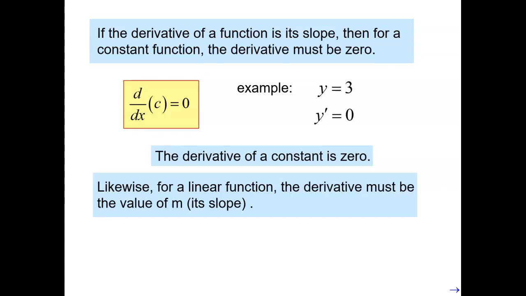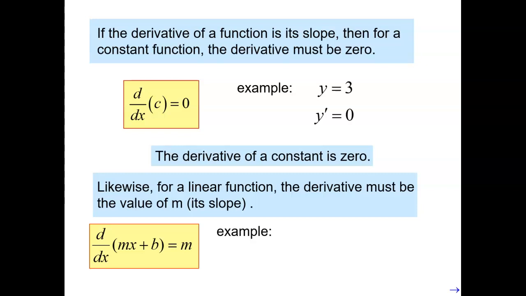Likewise, for a linear function, the derivative must be the value of its slope. So if we have any linear function, or in other words, a function with a degree of 1, where we have x to the first power, the derivative of that function is going to be the slope of that line, which is, in this case, m. So an example would be, if I gave you y equals 2/3 x plus 3, the slope of this line is 2/3, therefore the derivative is 2/3.